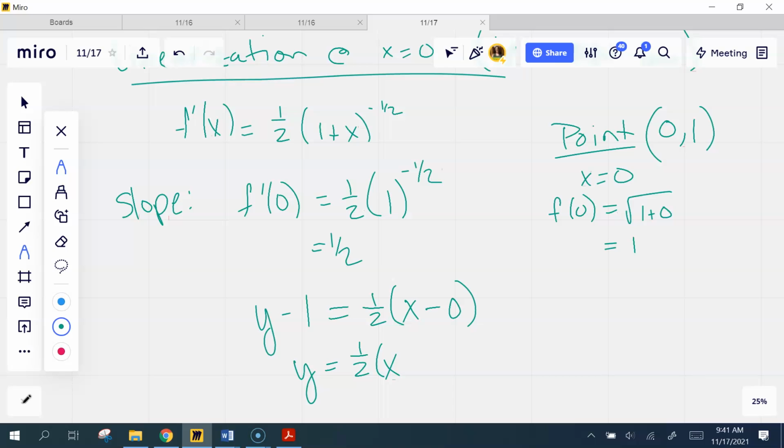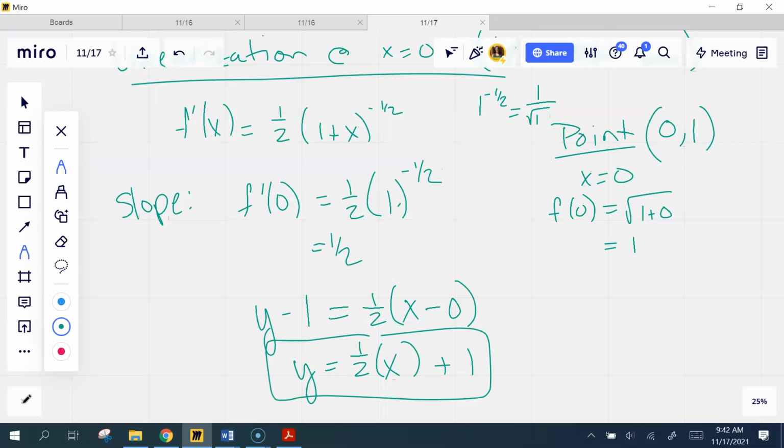It's 1/2 times 1/2. Well, 1 to the negative 1/2 is just 1. If that were not 1, remember the negative 1/2 would be 1 over the square root of 1. We have done this before. That's why I said we've done it before. We're just giving it a new name, linearization. Okay. This is the linearization at 0. That is the linearization at 0, right here.